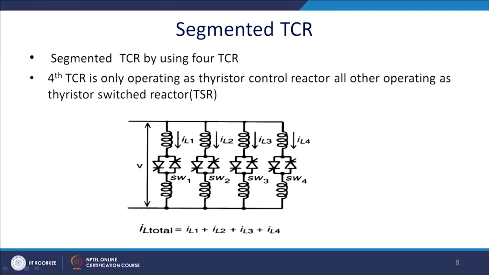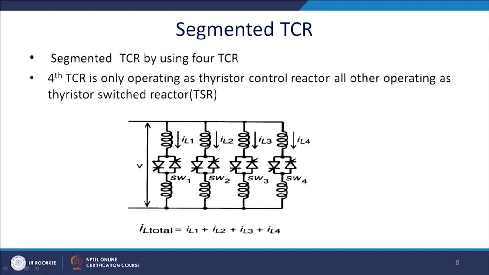One will have a master where you can change the angle, and the others will have just on-off control depending on the total reactive power required. The losses associated with these schemes are generally lower than those of the TCR, because the other modules are only switched on and off, except one which has delay angle control, and thus switching losses are reduced in this configuration. So, this is the case of the segmented TCR.